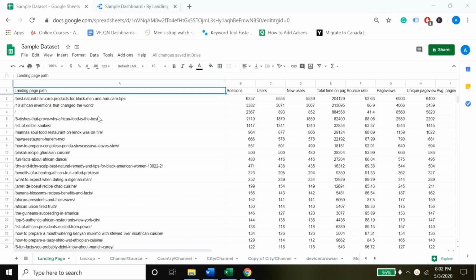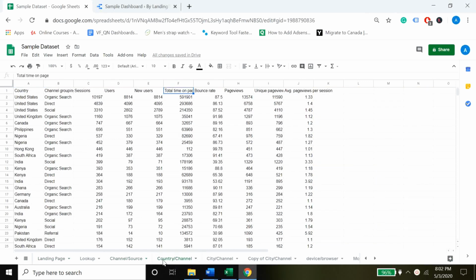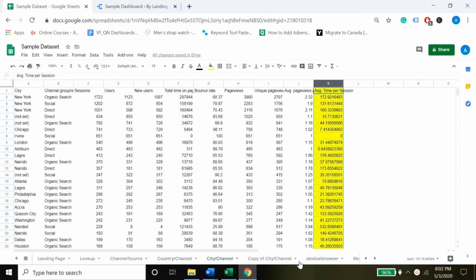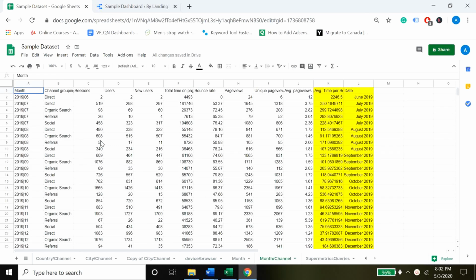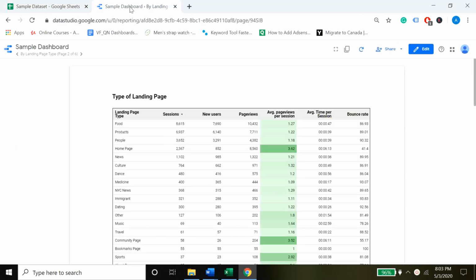So in this specific example, we have been using this same sample data set. This sample data set has data by landing page. We have data by channel. We have data by country. We have data by city. We have data by device. We have data by month. So these are all different data sets that we had created.